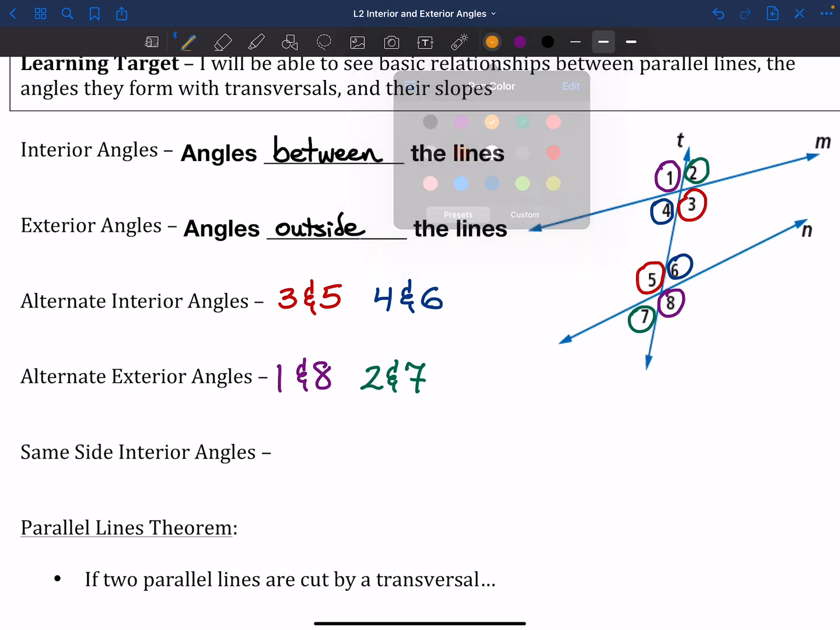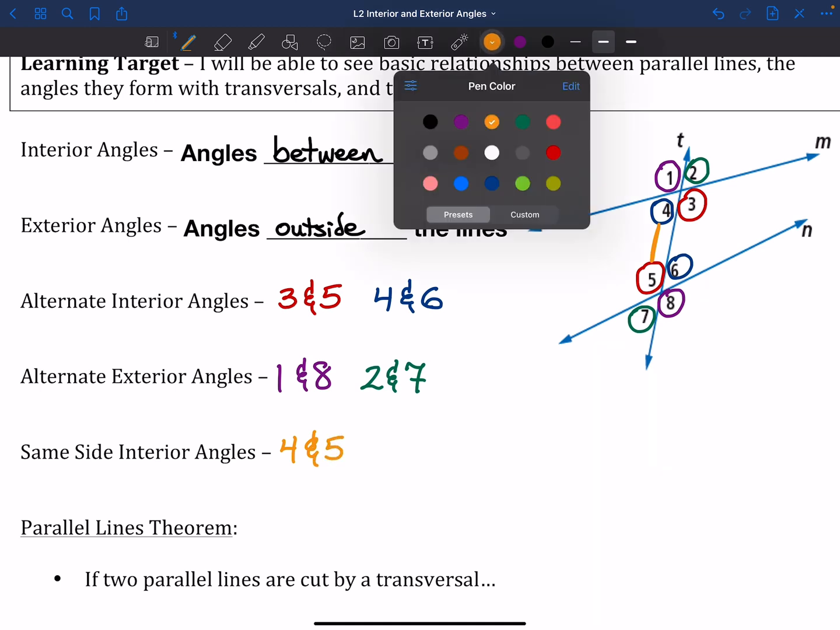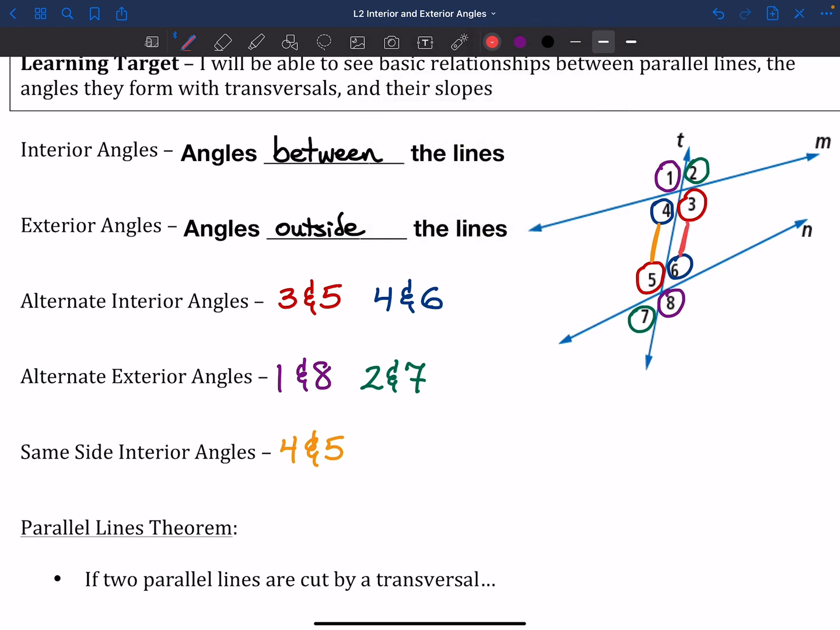Same side interior angles is the only other one we have to talk about. Unfortunately, I don't have a great way to show those without messing up the color scheme of everything else, but I'll do my best. The same side interior angles are on the same side of the transversal and they're on the interior. So 4 and 5 would be same side interior angles. What color haven't we used? Let's use salmon. 3 and 6 would be same side interior angles. They are on the same side of the transversal. That's all we really have to say about them.